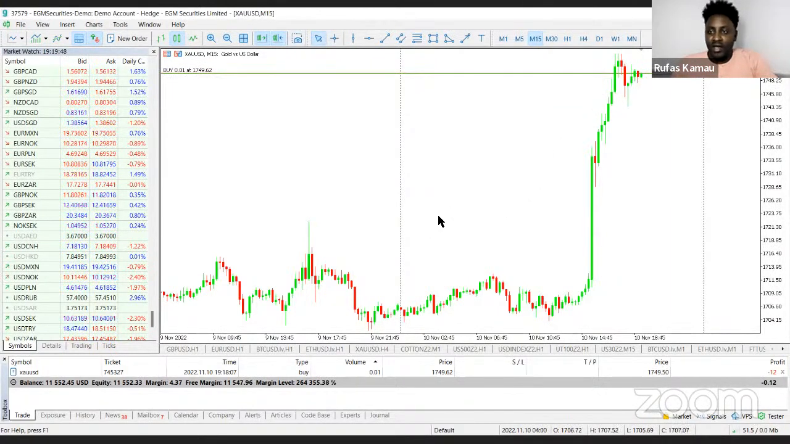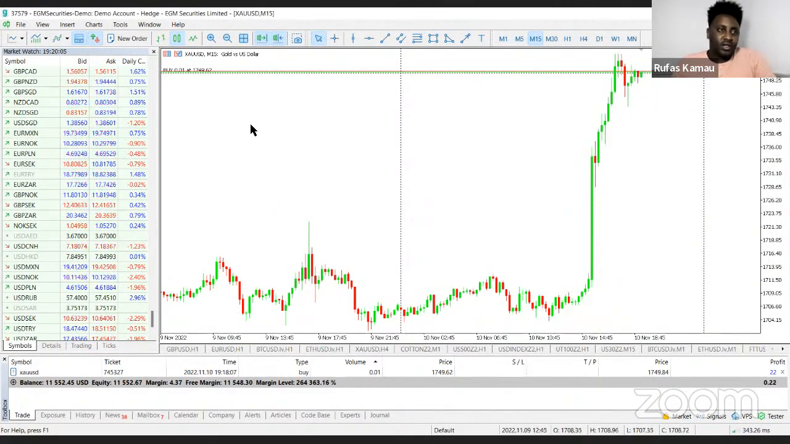So you have to be very careful and practice proper risk management whenever you're trading gold. So now that we are through with that first part, the next part is basically technical analysis, trying to understand the movements in gold, the key price levels and all that.